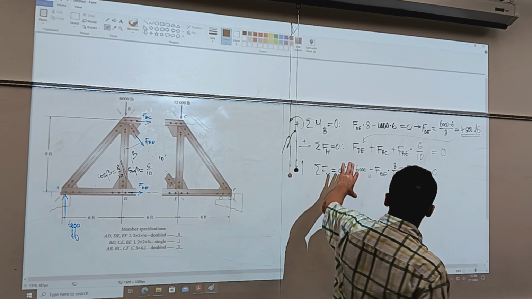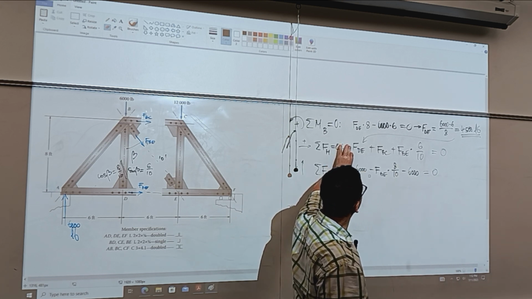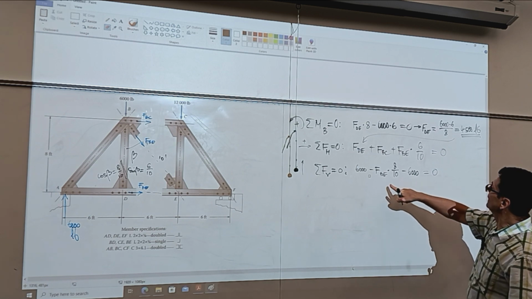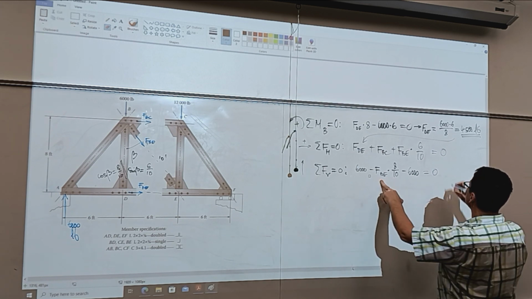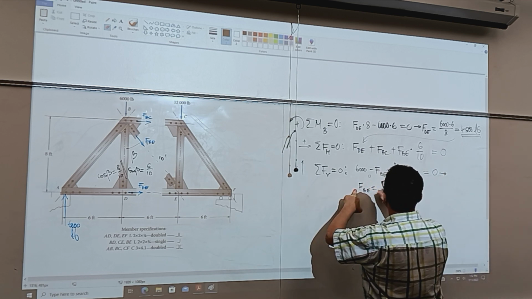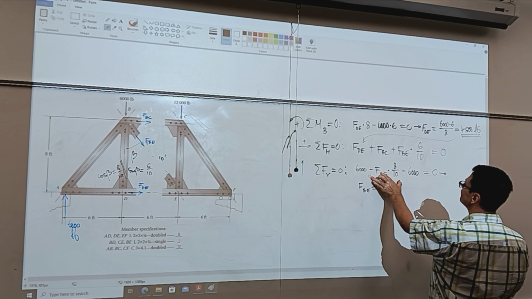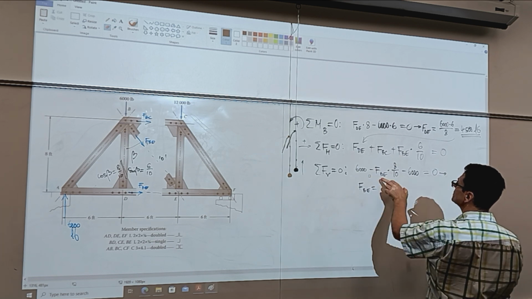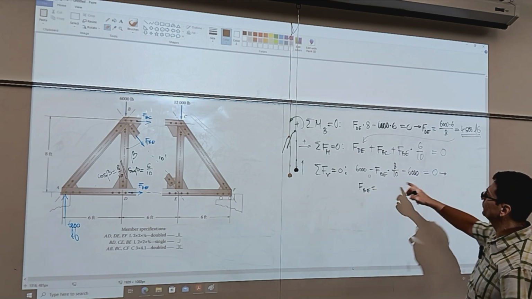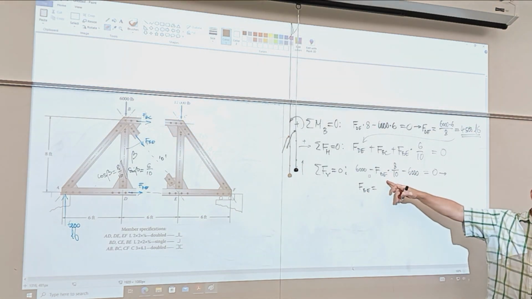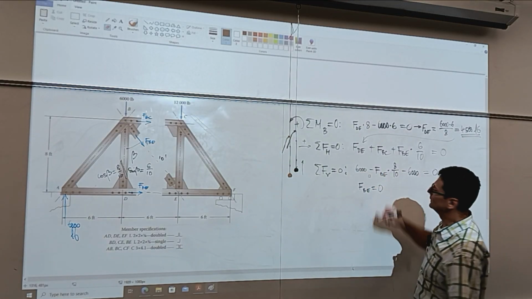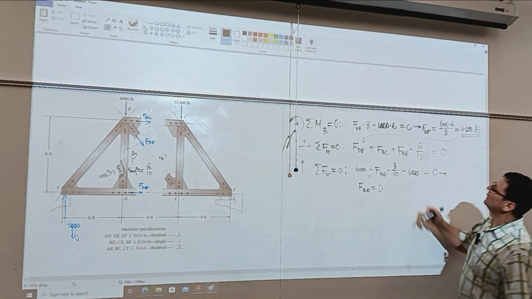Okay, so these two can be solved now. We have two equations, two unknowns. We can solve for FBE from the second one. Move this to the right, but flip the equation. Actually, I can tell right away what the value is. This plus this is 0. So this FBE is 0. Nice.